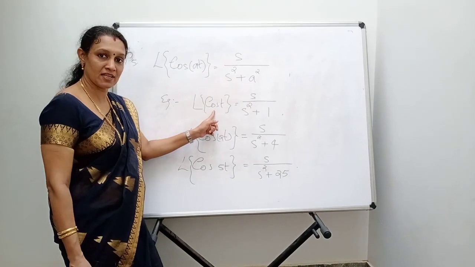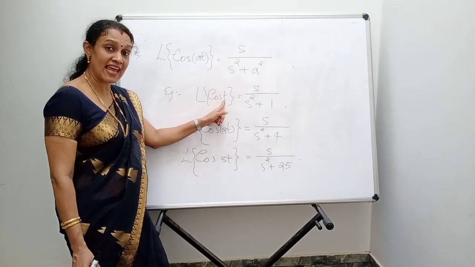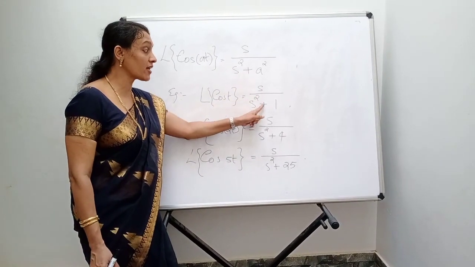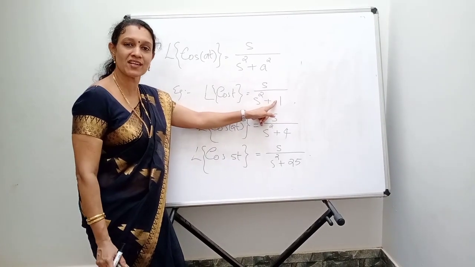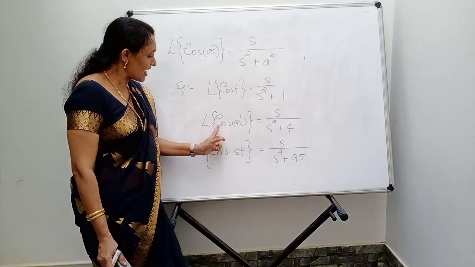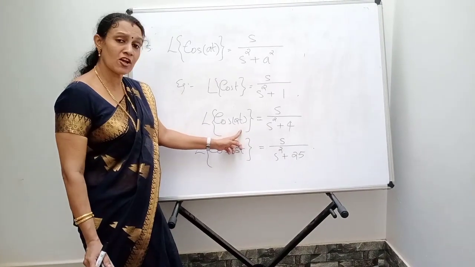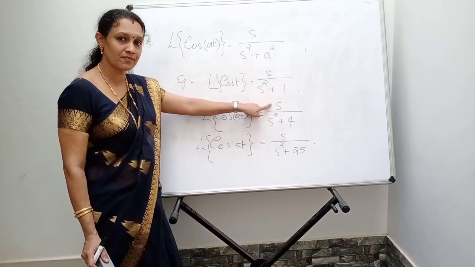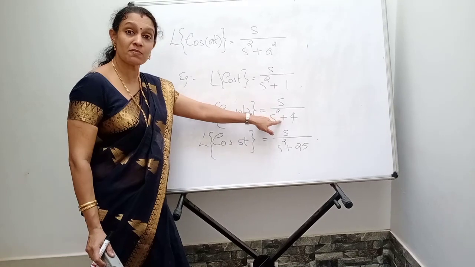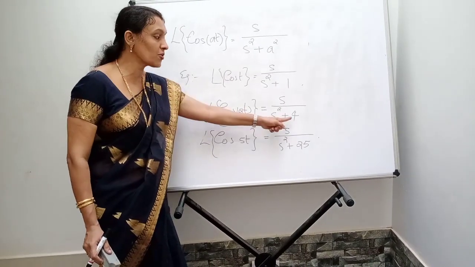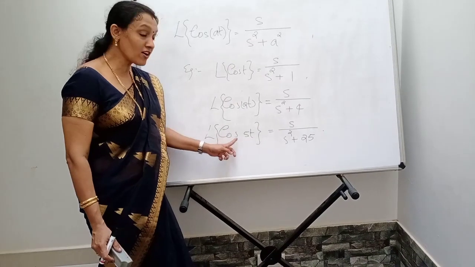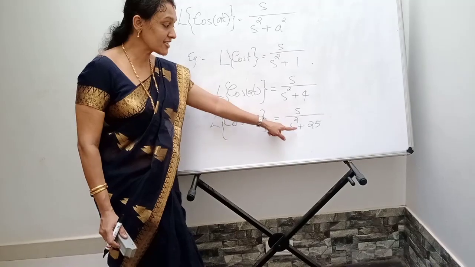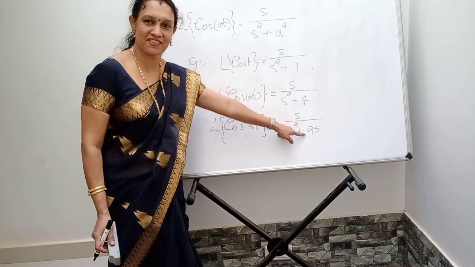Let us consider this example. L of cos t. So what is the value of a? a is 1. Therefore, s divided by s square plus a square, a is 1, so s square plus 1. It is very simple, right? L of cos 2t. What is the value of L of cos 2t? It is s divided by, remember always the numerator is s, s square plus a square. The value of a is 2, so 2 square is 4. L of cos 5t, a is 5. Therefore, it is s divided by s square plus 5 square, that is 25.